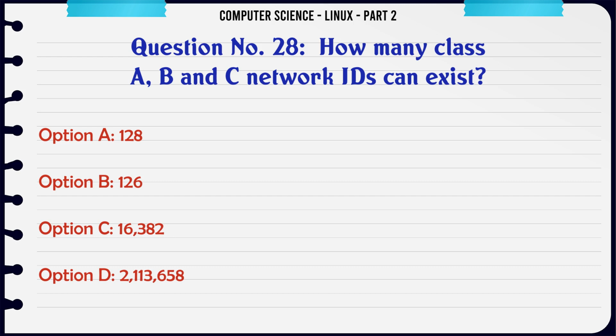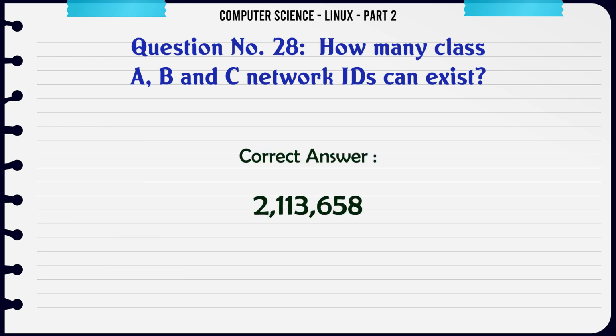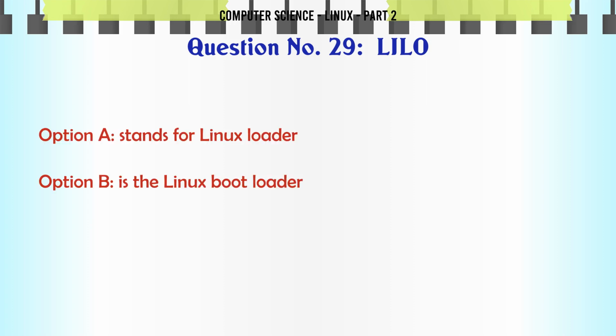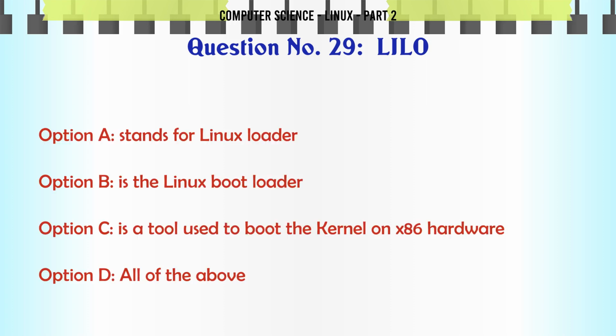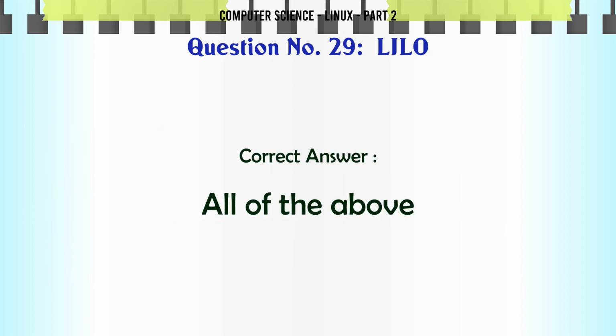16382, D. 658. The correct answer is 658. LILO. A stands for Linux loader, B is the Linux boot loader, C is a tool used to boot the kernel on x86 hardware, D. all of the above. The correct answer is all of the above.